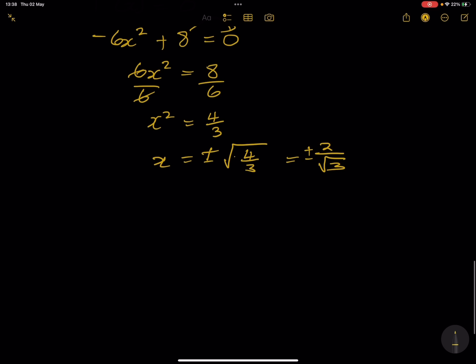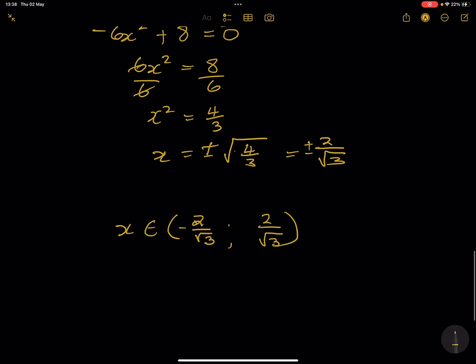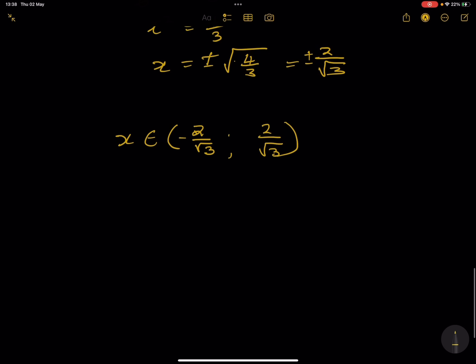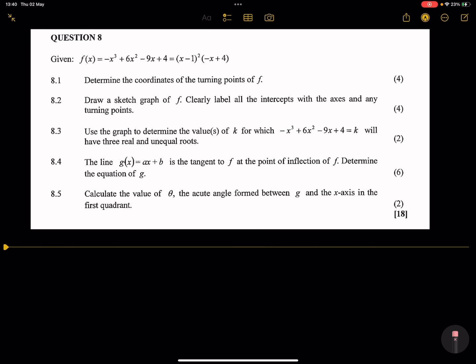So our answer is, in order for our derivative to be positive, it will be positive for x is an element of negative 2 over root 3 to 2 over root 3. Okay, and that is how we will get the values of x where our gradient is positive. Right, as we go on to the next question. Right, and off to question 8 we go.